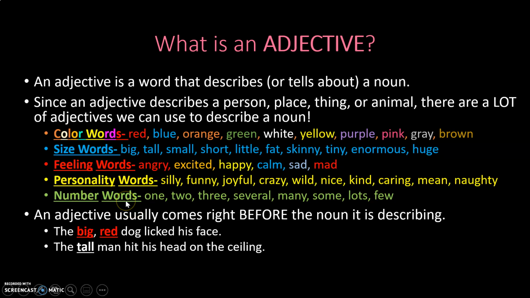Number words. Number words can also describe a person, place, or thing. These are great adjectives that sometimes we don't even think about when we're writing. Number words could be an actual number like 1, 2, or 3, or it could describe a size in number form like several, many, some, lots, and few. For example, you could say the 3 monsters or the 1 snowman.